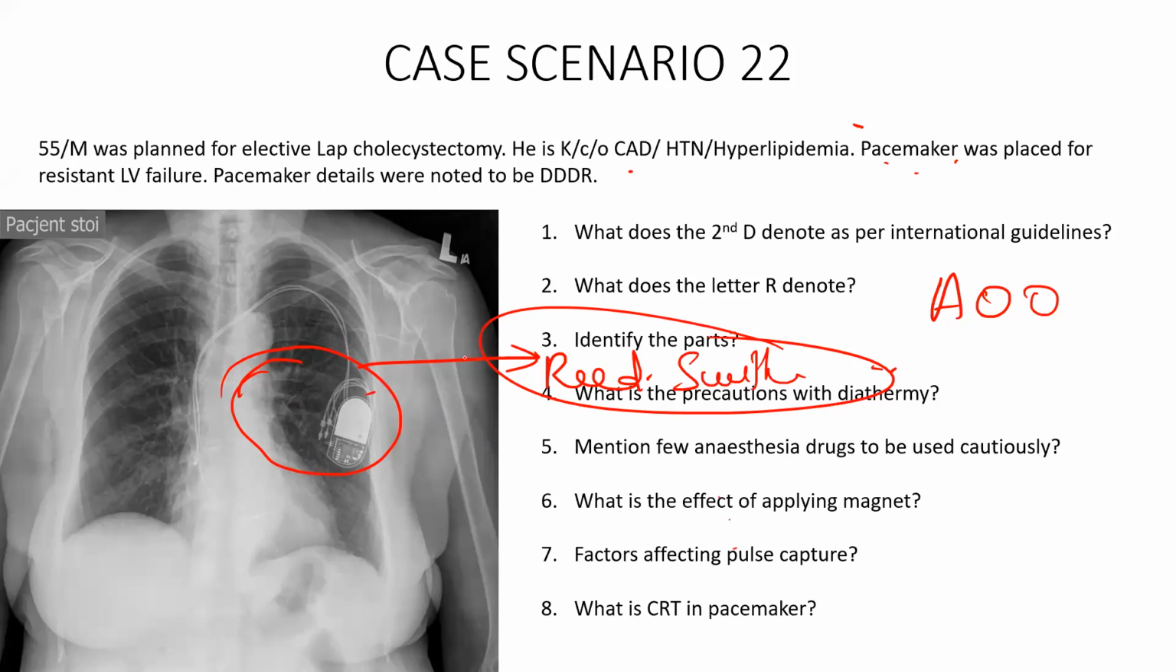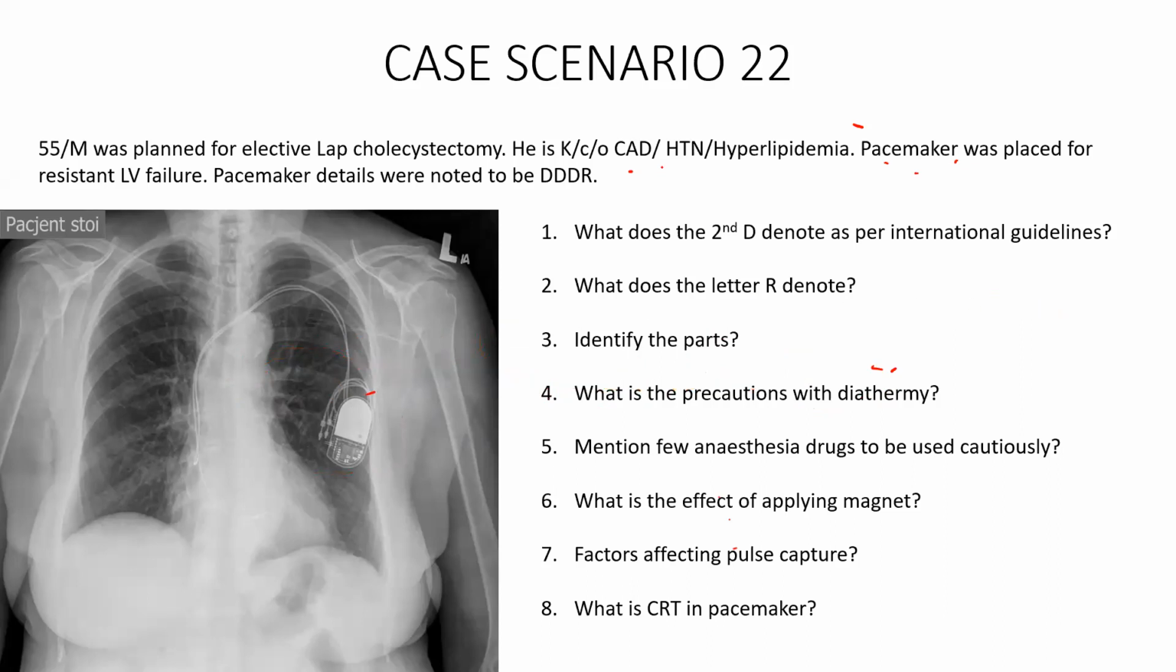So by applying a magnet, you are putting the patient back to asynchronous mode, which means you are not depending upon the patient's cardiac impulse at all. The machine will continuously stimulate and produce the electrical potential depending upon the heart rate you set in the pulse generator. So that is the effect of applying a magnet.